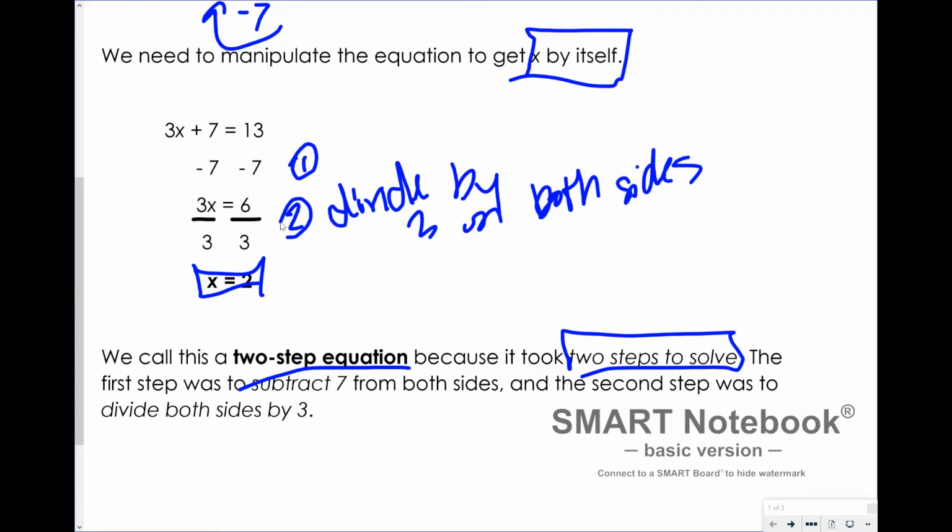Okay? So copy this down. Letting you guys take a screenshot of this. Do whatever you need to do.